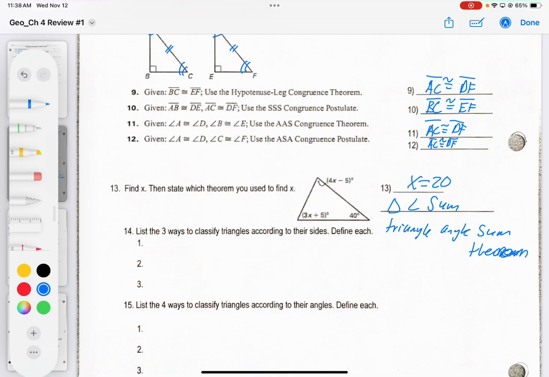All right, three ways to classify triangles based on their sides: isosceles, scalene, and equilateral. Good. What does it mean if a triangle is scalene? No congruent sides. Good. What if it's isosceles? Two congruent sides. Equilateral? All sides. Good.